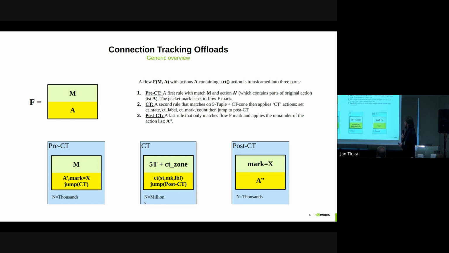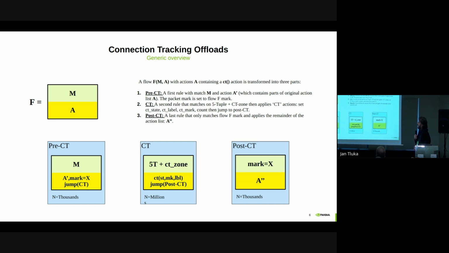And then if we have a hit in that CT context, we move on to post-CT. In post-CT, we do the match only on the mark that was previously written to the packet. And then we finalize with the rest of the actions that were not previously used. So as a result, those actions can be anything. You could, for example, recirculate, jump to a port, jump to another table, whatever. So there are no limitations.